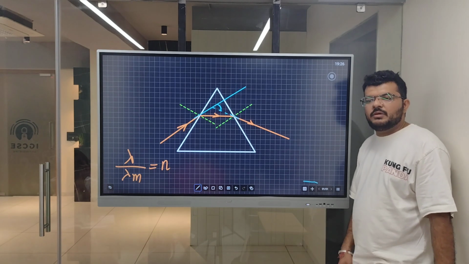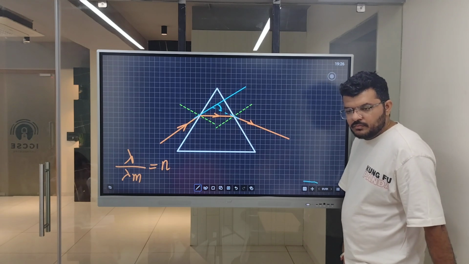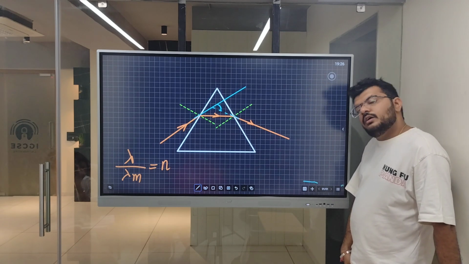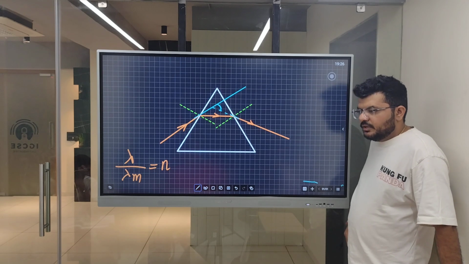But sound is not made up of 7 colors. So this is the only difference between a prism and a rectangular slab. Does this make sense?